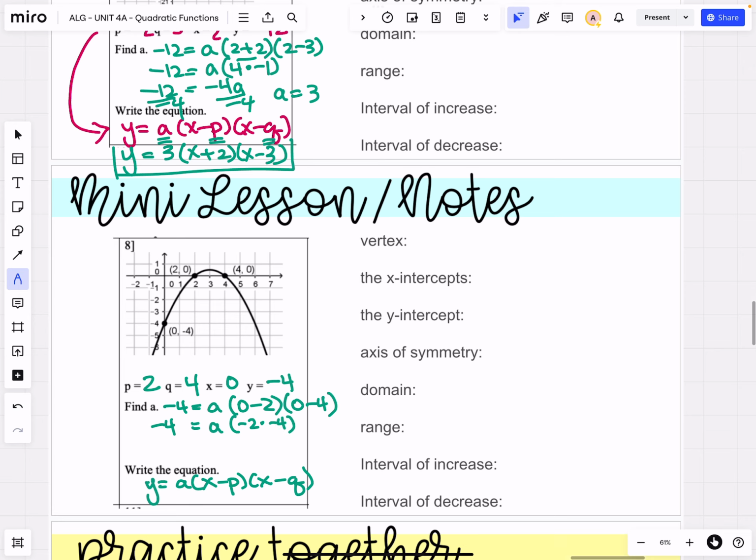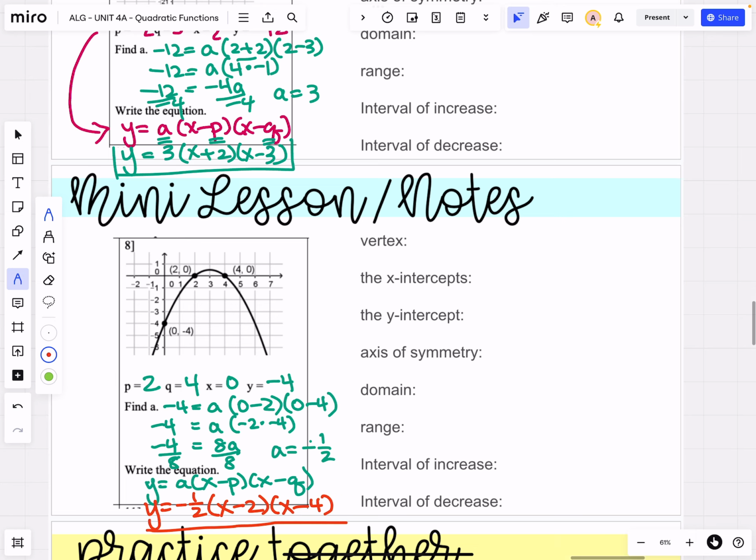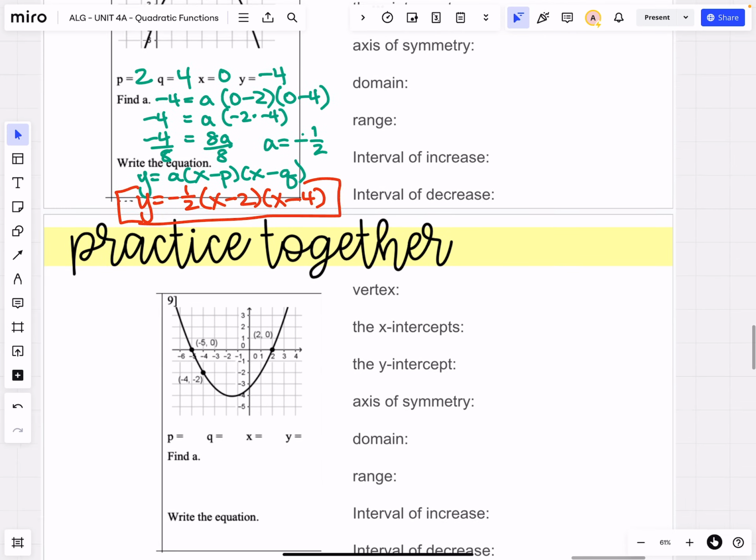Negative 2 times negative 4, I think, is 8, right? So 8a equals negative 4, and we'll divide out the 8. And we'll get a is equal to negative 4 over 8, which is the same as negative 1 over 2. And we're ready to put our equation together. Y is equal to negative 1/2 times x minus p, which is 2, and x minus q, which is 4. All right, use this to model and do the next one on your own.